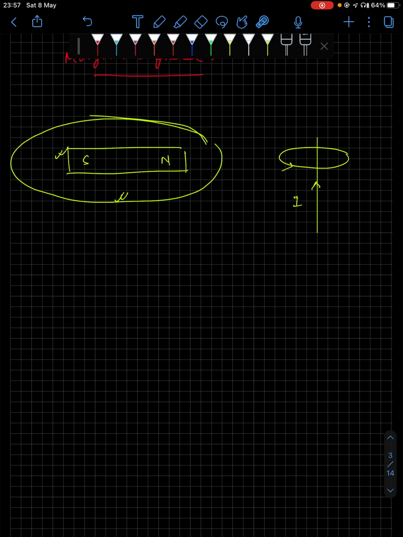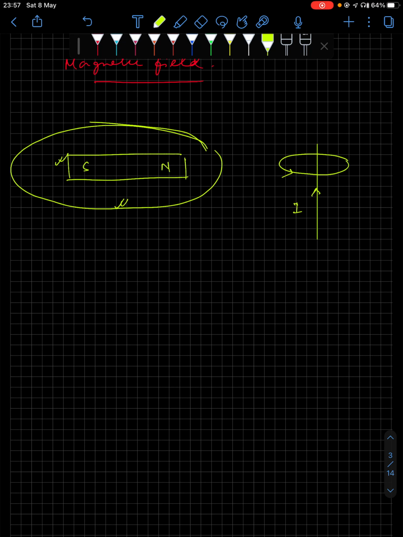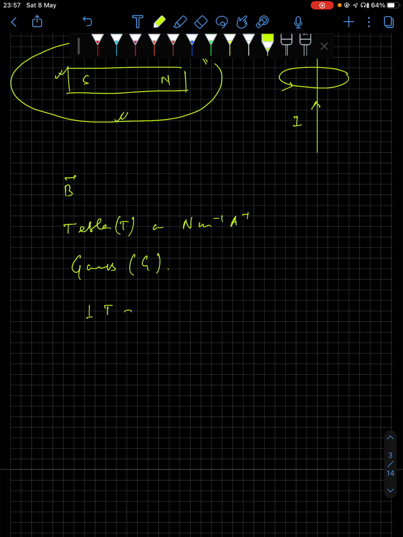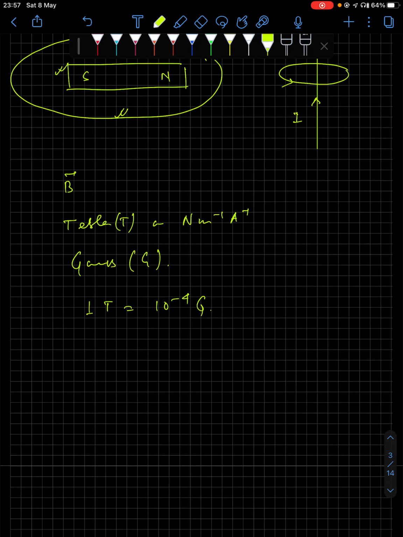Now we denote the magnetic field, or magnetic field intensity, as B vector. It's a vector quantity. The SI unit of magnetic field is Tesla, which we write as T, or Newton meter inverse ampere inverse. These are the SI units. The CGS unit is Gauss. So what is the conversion between Tesla and Gauss? 1 Tesla is equal to 10 to the power 4 Gauss.